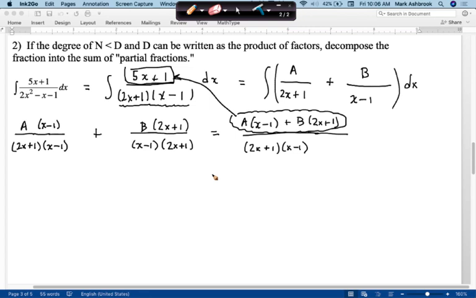Did you catch it? Does this make sense? So that numerator, A times x minus 1 plus B times 2x plus 1, has to equal 5x plus 1 in order for A and B to be correct. So we're looking for A and B that makes that equal to that. All right, so we got A times, I'm going to multiply it out in this step. Is that okay? It's just the numerator now. A times x minus A plus 2Bx plus B has to equal 5x plus 1.